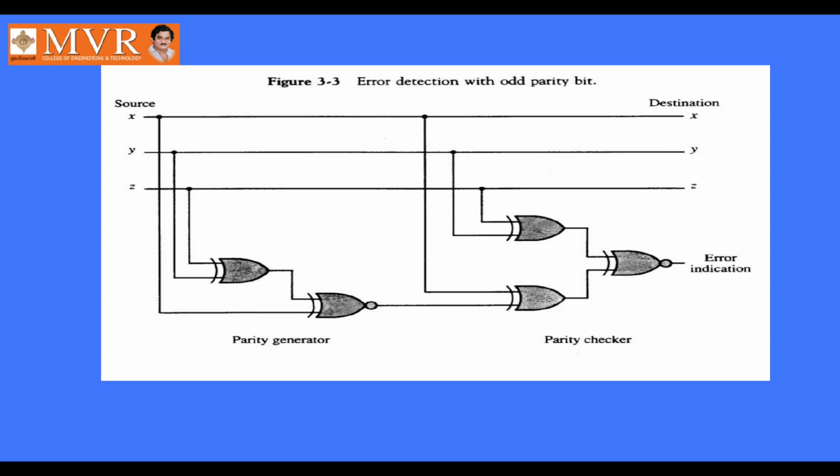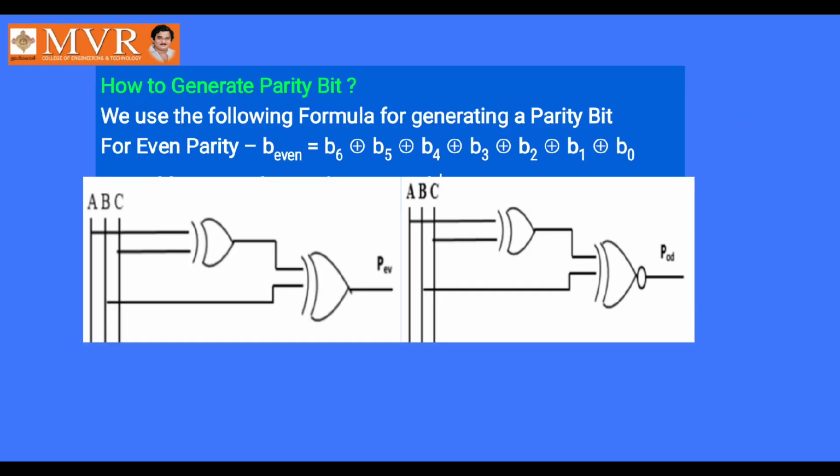At the source end we have 3 bits, X, Y, Z. 3 input values are there. As you saw in the previous diagram, the parity generator method for the odd parity, we use one XOR gate and one XNOR gate.